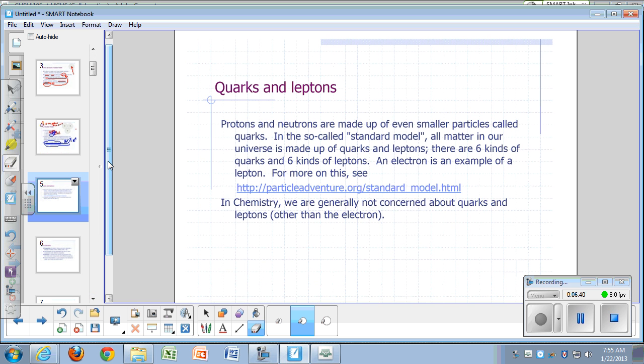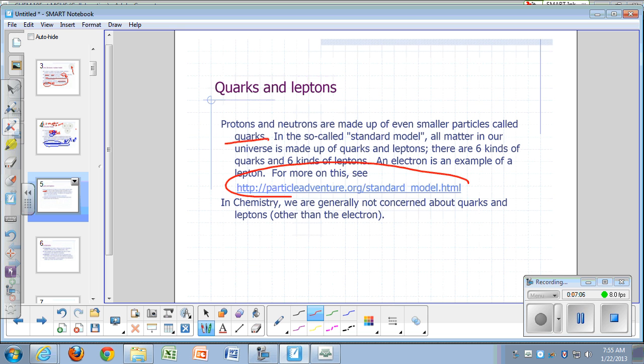Now, protons and neutrons are in fact made up of even smaller particles called quarks, and leptons. In the so-called standard model of particle physics, all matter in our universe is said to be made up of quarks and leptons. There are 6 kinds of quarks, 6 kinds of leptons, and an electron is an example of a lepton. Here's a website if you want to learn more about that: particleadventure.org/standardmodel.html. I think there's an underscore there.